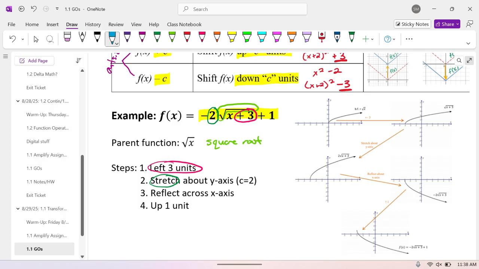Then we have our reflection, which is this minus. It's outside the bracket or the radical symbol. So that means we're reflecting across the x-axis. And then lastly, we have this +1 on the outside of our brackets. So that means a vertical translation, which we're going up 1.